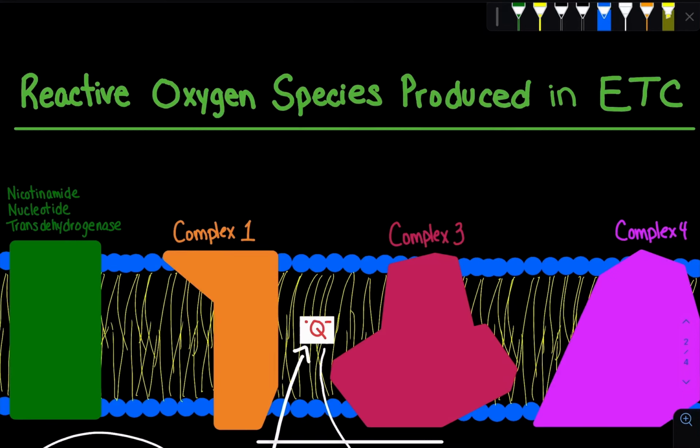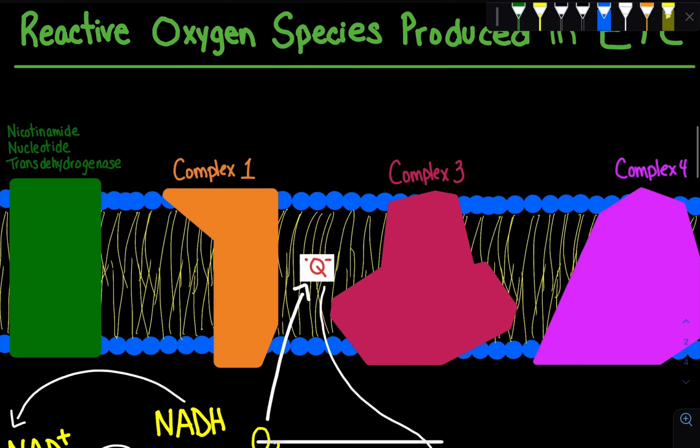In the electron transport chain, sometimes we get the production of reactive oxygen species. Now, these reactive oxygen species are actually detrimental to the cell because they can cause a lot of oxidative stress and they can inactivate enzymes. So we must have a mechanism in place to be able to remove these reactive oxygen species from the cell.